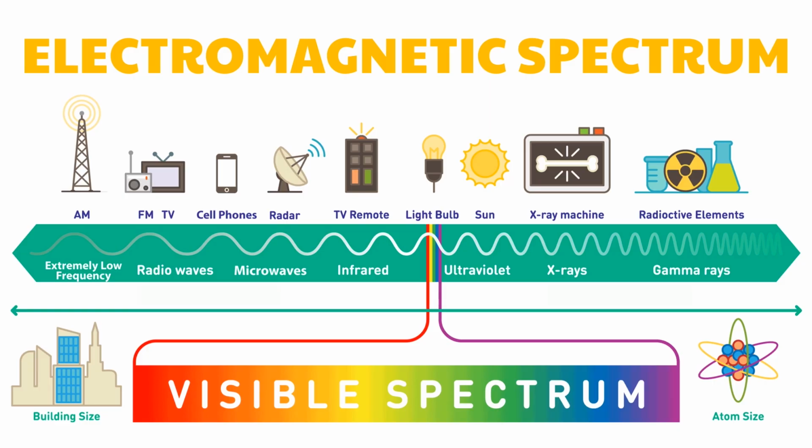The dividing line between non-ionizing and ionizing radiation occurs in the ultraviolet part of the electromagnetic spectrum. Radiation in the ultraviolet band and at lower energies is called non-ionizing radiation, while at the higher energies, to the right of the ultraviolet band, is called ionizing radiation.